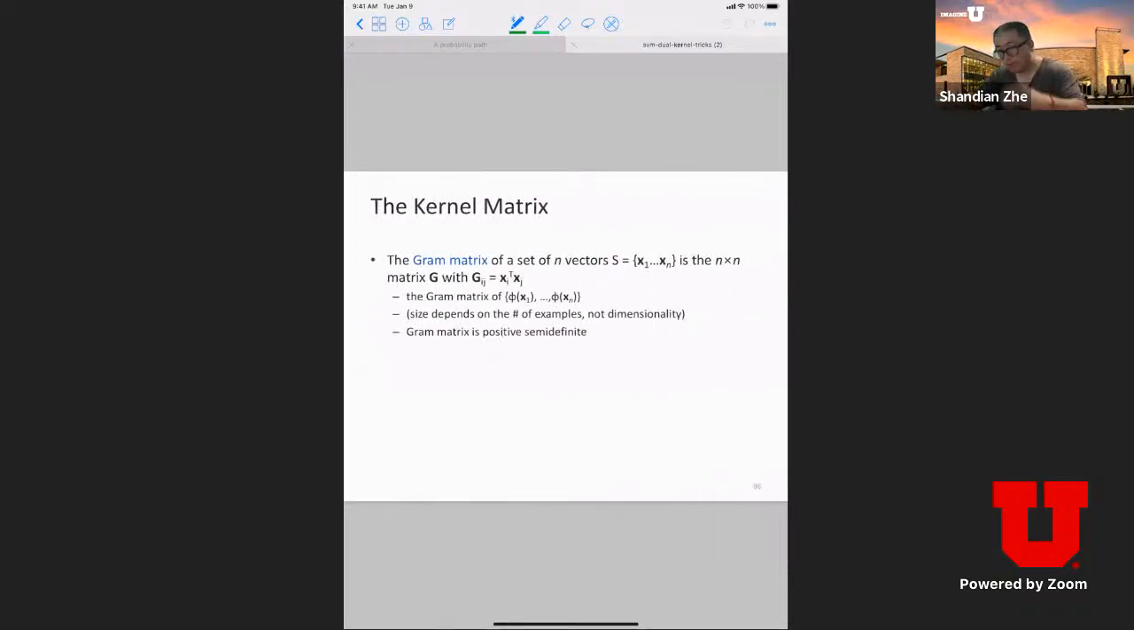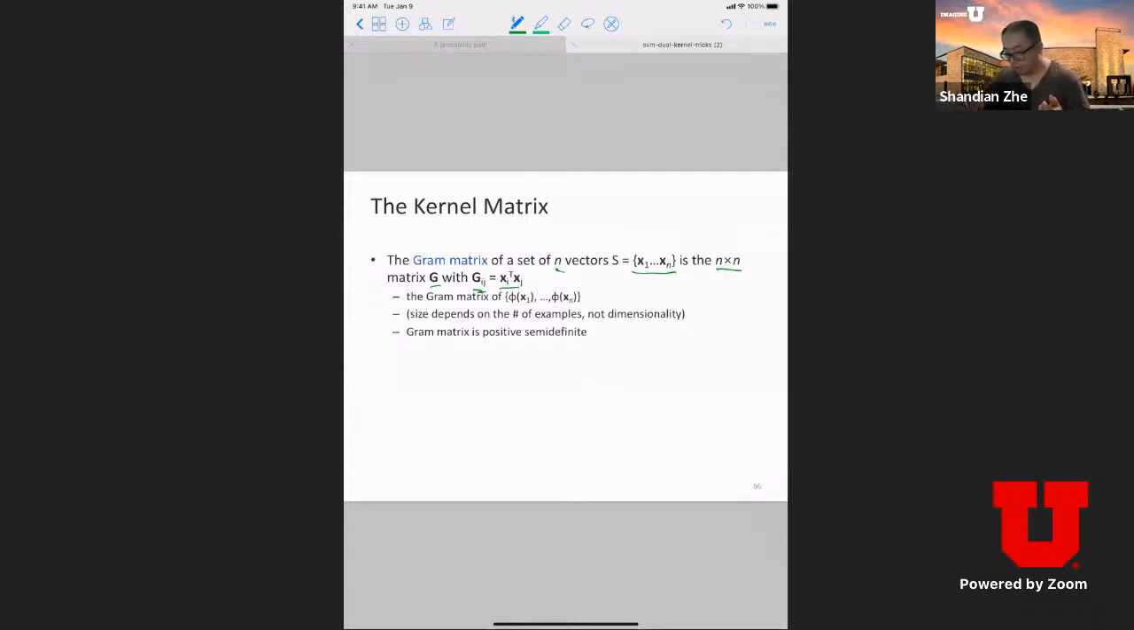Okay, now let us talk about the Gram matrix and the kernel matrix. What is a Gram matrix? A Gram matrix is computed based on a finite set of input vectors. Suppose the number of vectors in this finite set is n. The result, the Gram matrix, is n by n, and we denote it by G. Each element of G is just the inner product of the corresponding vectors. The element at the ith row and jth column is computed by the inner product between xi and xj.